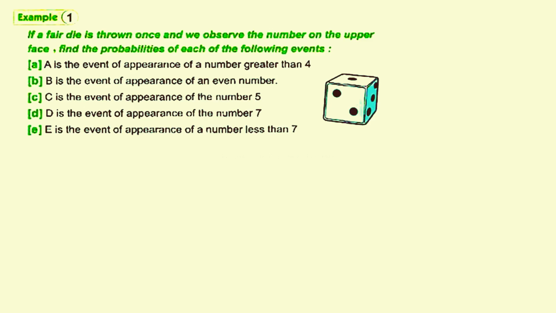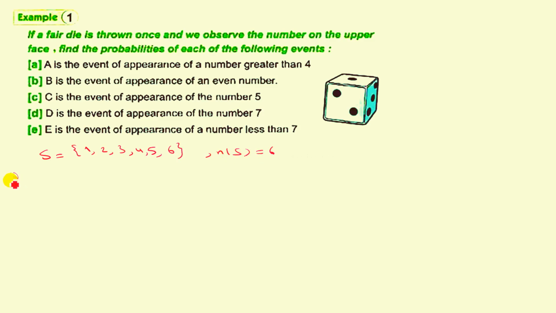If a fair die is thrown once and we observe the number on the upper face, find the probability of each of the following events. The sample space here is the die: 1, 2, 3, 4, 5, 6. The number of elements of the sample space is 6 elements.